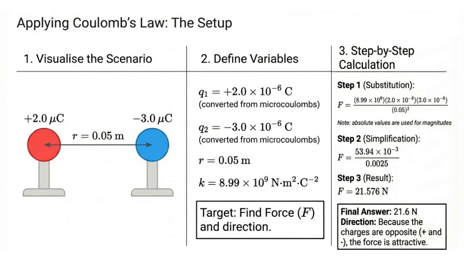To wrap up, after visualizing the two charges and defining the necessary variables, we substitute the values into Coulomb's law formula. Using the absolute values of the charges for magnitude, we calculate the force by plugging in the constants and distance. Simplifying the numbers step by step gives us a force of about 21.6 newtons. Since one charge is positive and the other is negative, the force between them is attractive, meaning they pull towards each other. This concludes the calculation and explains both the magnitude and direction of the force.